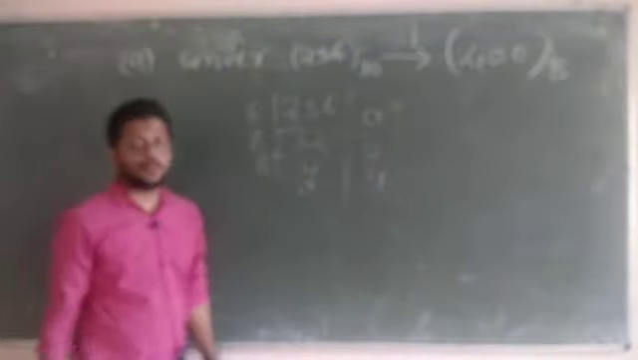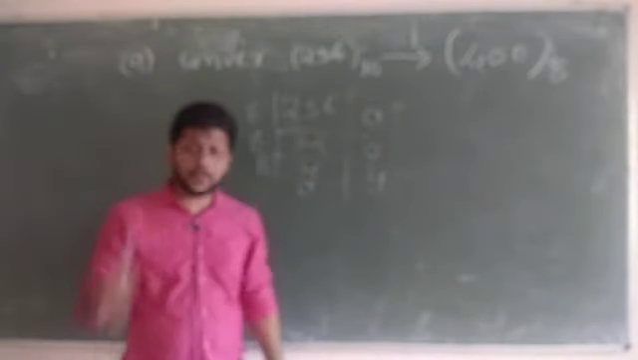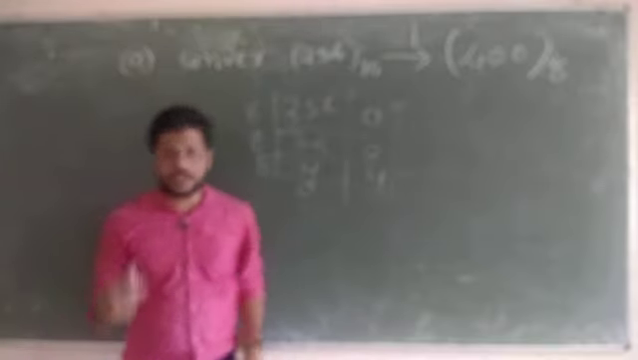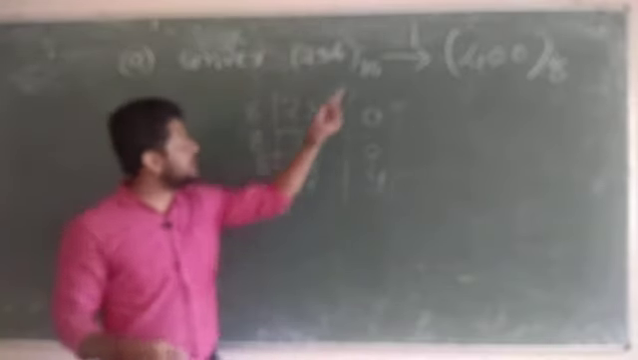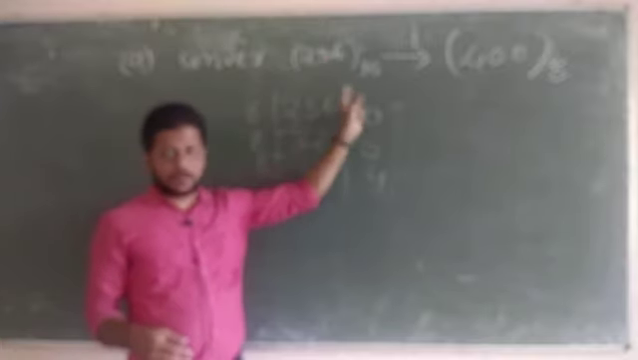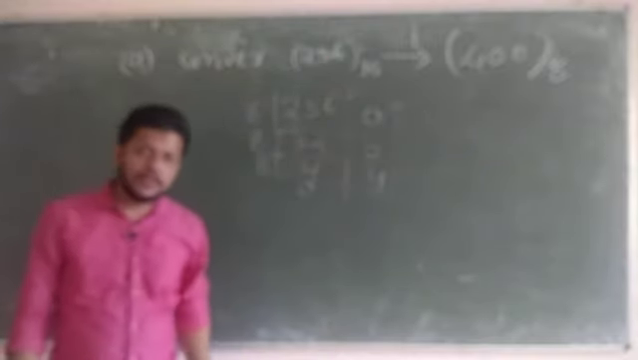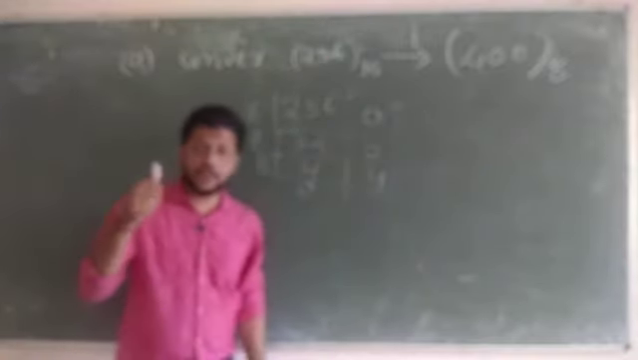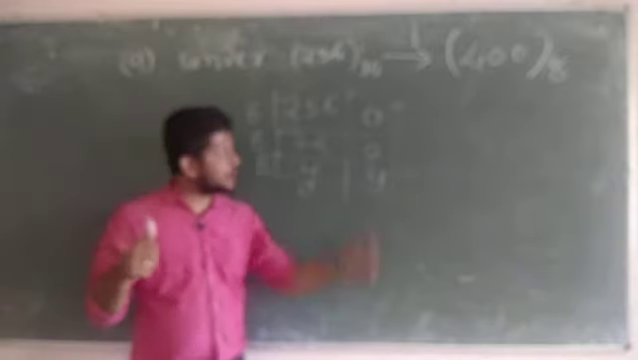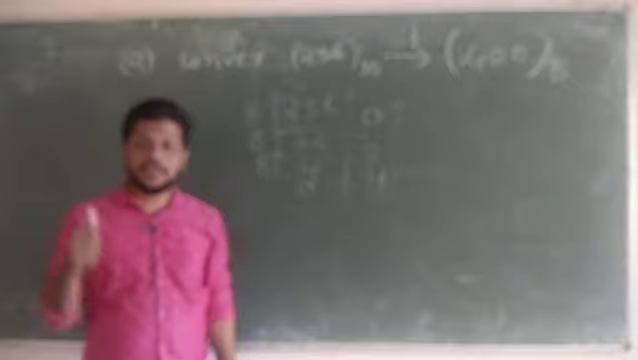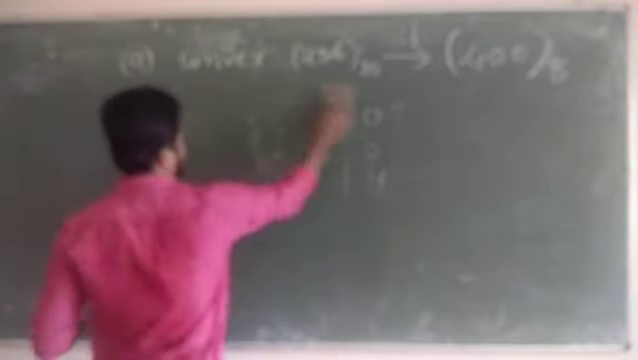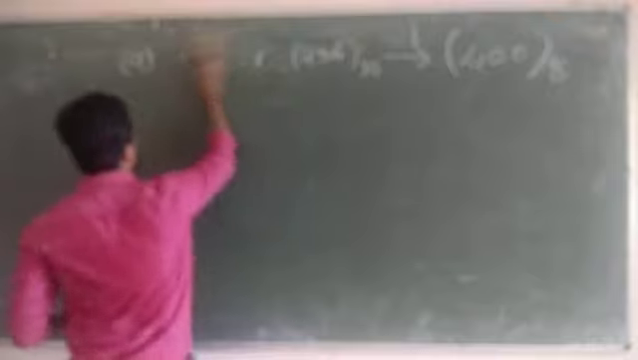The highest digit in decimal is 9, because the base is 10, so you can write up to 9. Similarly, the highest digit in octal, because the base is 8, is 7. The maximum digit you can have in the octal number system is 7. Next we will see another question on this conversion from decimal to octal.